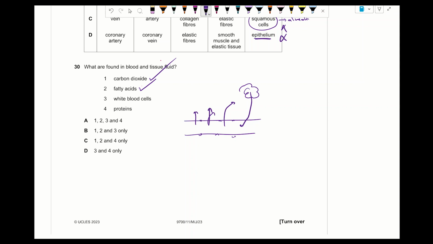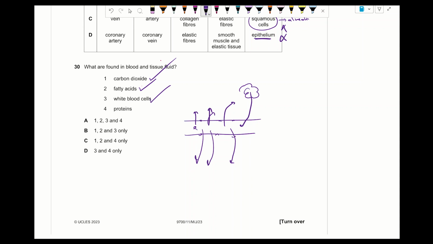3. White blood cells. Yes, white blood cells are found in the blood and they leak out in order to find or destroy infections and destroy pathogens. Therefore, this is also correct. And white blood cells are also small enough to be able to pass. Via a process called chemotaxis, they are able to move from the blood into the host cells.